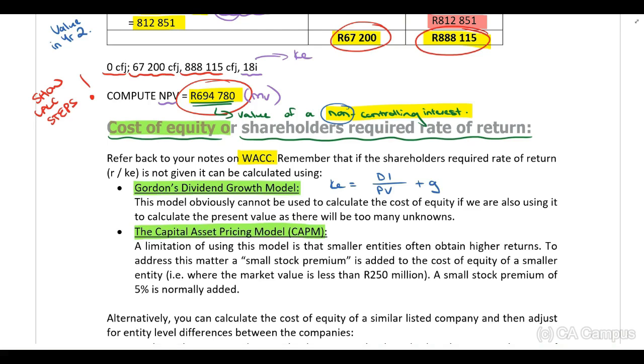However, please note, you obviously can't use this model to calculate the cost of equity if we are also using it to calculate the present value, because then there are too many unknowns. We can't not know the present value and the cost of equity. If we want to calculate the cost of equity, we need to know the present value. If we want to calculate the present value, we need to know the cost of equity. So if both of those are unknown, then obviously we can't use that formula.